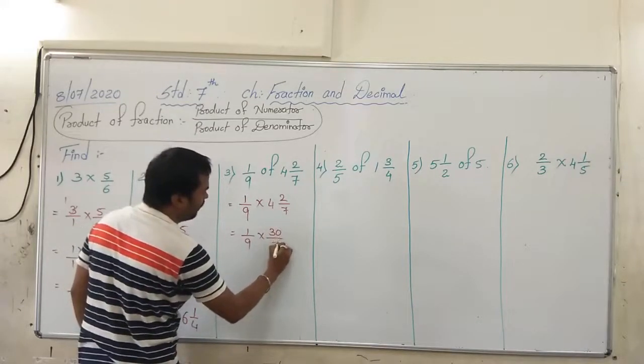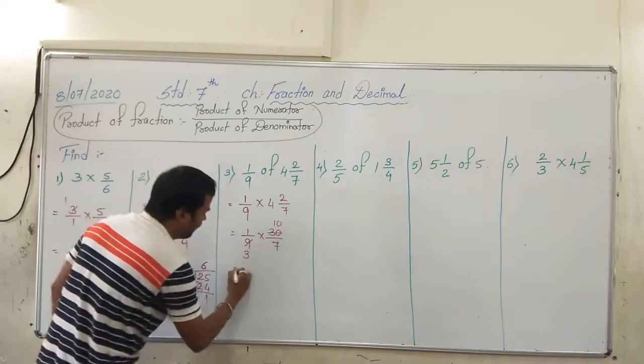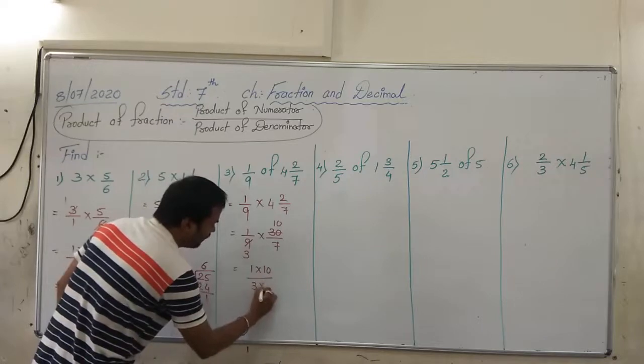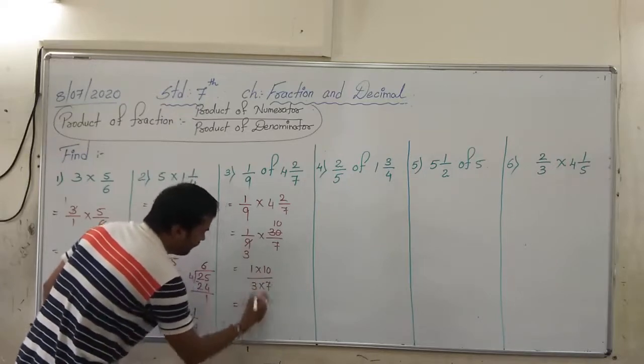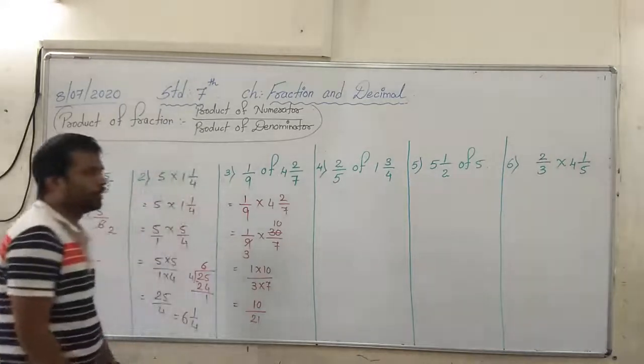30 upon 7. 3 3s are 9, 3 10s are 30. That is 1 multiplied by 10 upon 3 multiplied by 7. That is 10 ones are 10, 7 threes are 21.